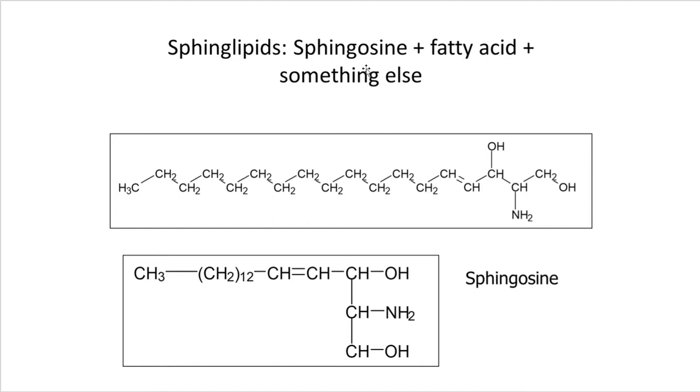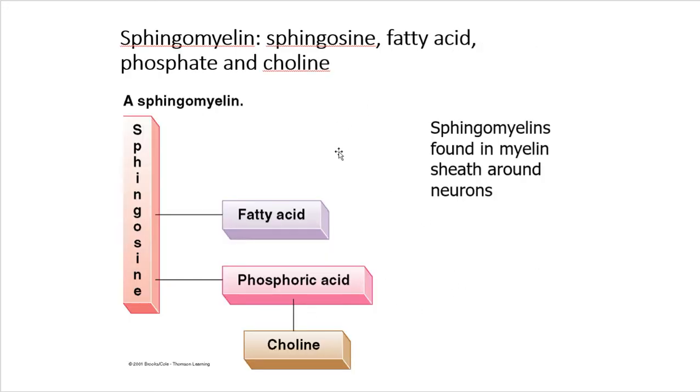Sphingolipids are made of sphingosine plus a fatty acid plus something else. Here we have an example of it. The general configuration of sphingomyelin: the backbone is sphingosine, a fatty acid, and a phosphoric acid with choline.